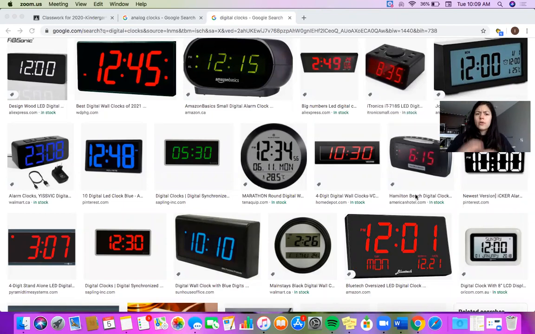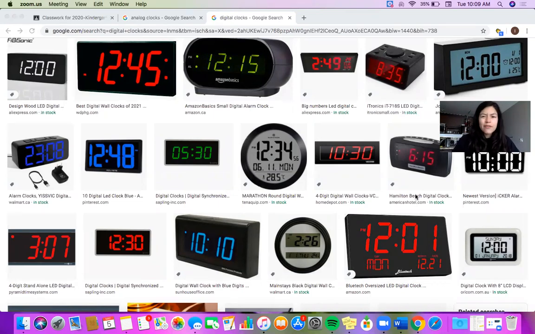Are they analog with two hands? Or are they digital with digits? A digit is a number. Do you see numbers everywhere? Yeah, these are called digital clocks. Can you say digital? Great. So digital clocks are quite easy to read.